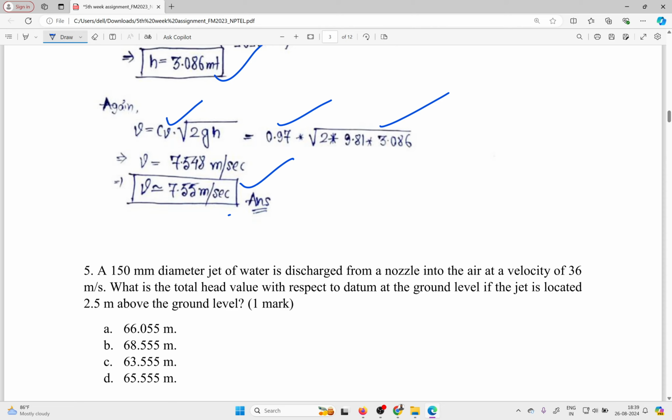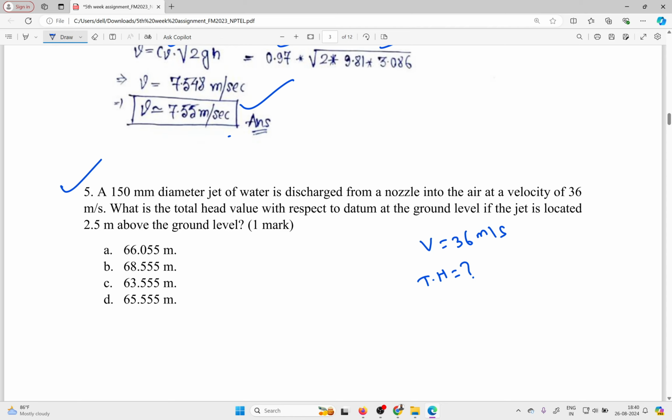Now moving ahead with the next question. Next question is, a 150 mm diameter jet of water is discharged from a nozzle into the air at a velocity of 36 meter per second. What is the total head value with respect to a datum of ground level, if the jet is located 2.5 meter above the ground level?